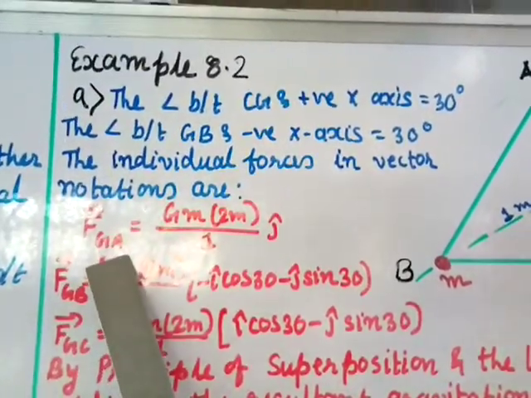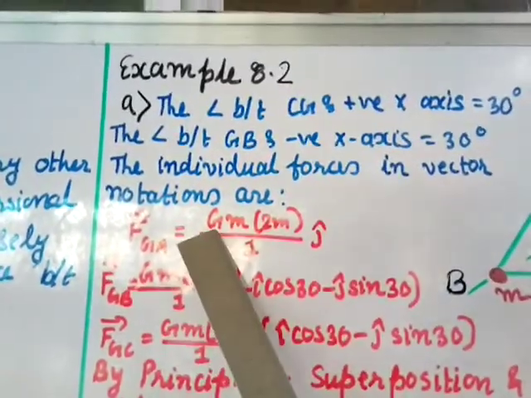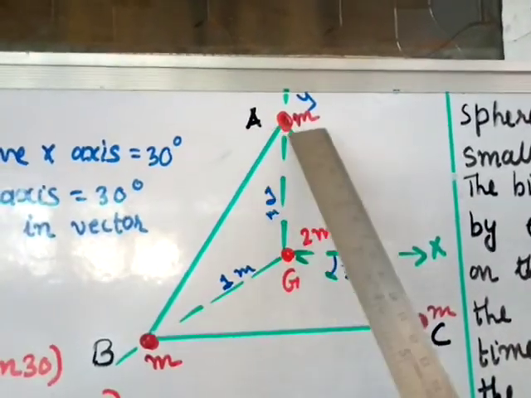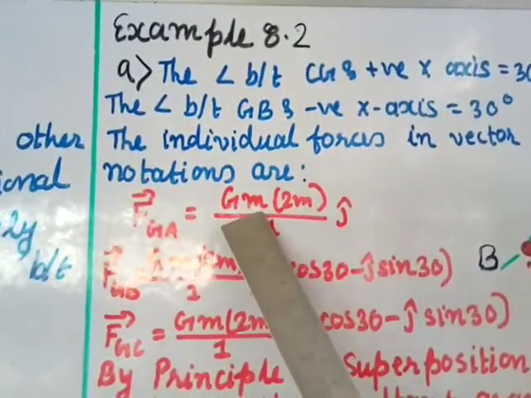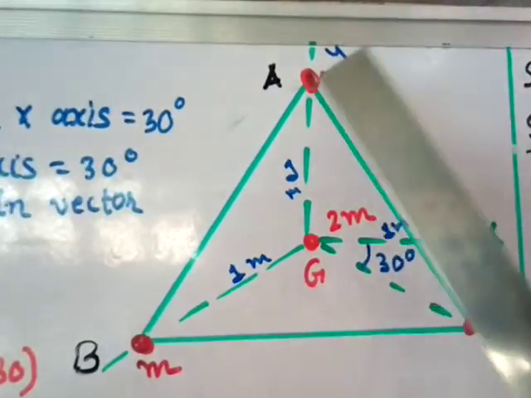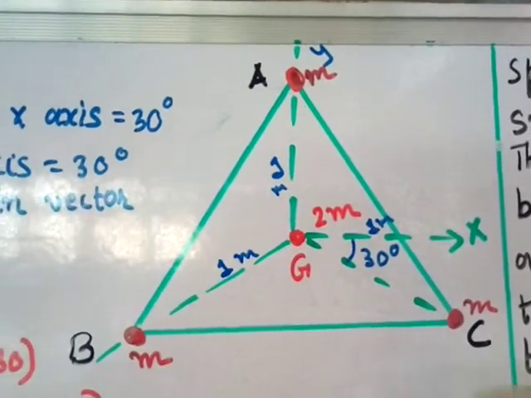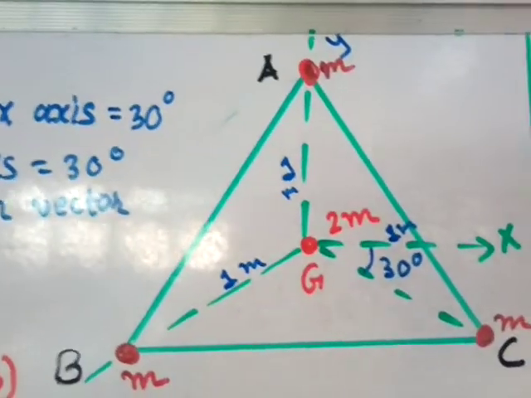So first F_GA equals G m1 m2 by r squared. The mass at vertex A is m, and at the centroid G it is 2m. So m1 is m and m2 is 2m, and r squared, the distance, they have given us to take as 1. They have said to take AG, BG and CG as 1 meter. So 1 squared is 1, and the direction is along the y-axis, so the unit vector along the y-axis is j cap.